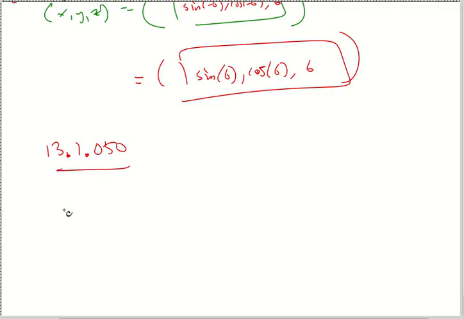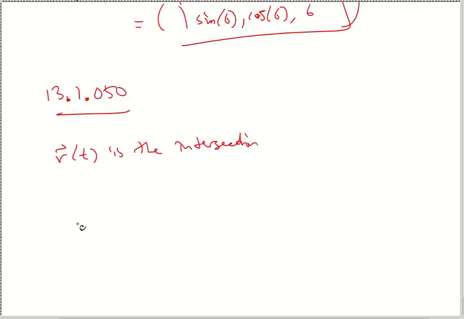131050. My R of t is the intersection. I see now. It is the intersection of two things here: x squared plus y squared equals 36. Looks like a circle to me. And then we've got z equals x squared.